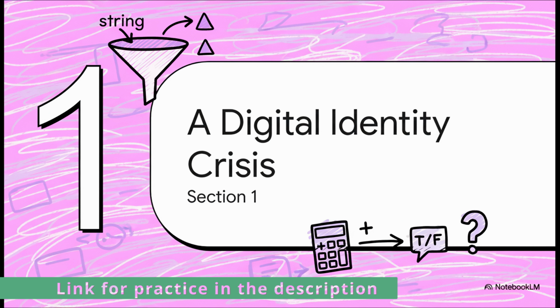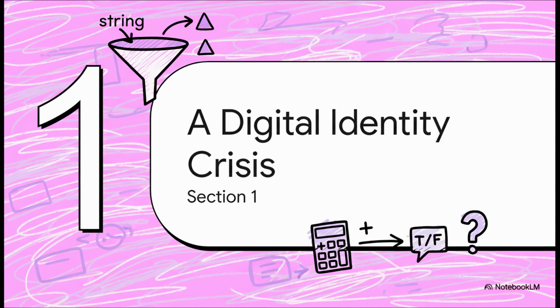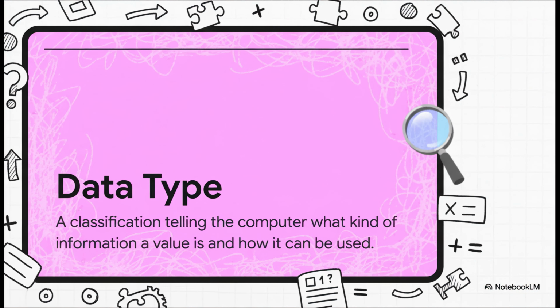To really get what's happening here, we first need to talk about a concept I like to call a digital identity crisis. See, every single piece of data in a computer has a specific identity, and the computer has to know what that identity is before it can do anything at all. That identity has a formal name. It's called a data type. Think of it like a label that tells the computer, hey, this is a number, so you can do math with it. Or, watch out, this is text, so you can only display it on a screen. It's the fundamental rulebook for how data can be used.